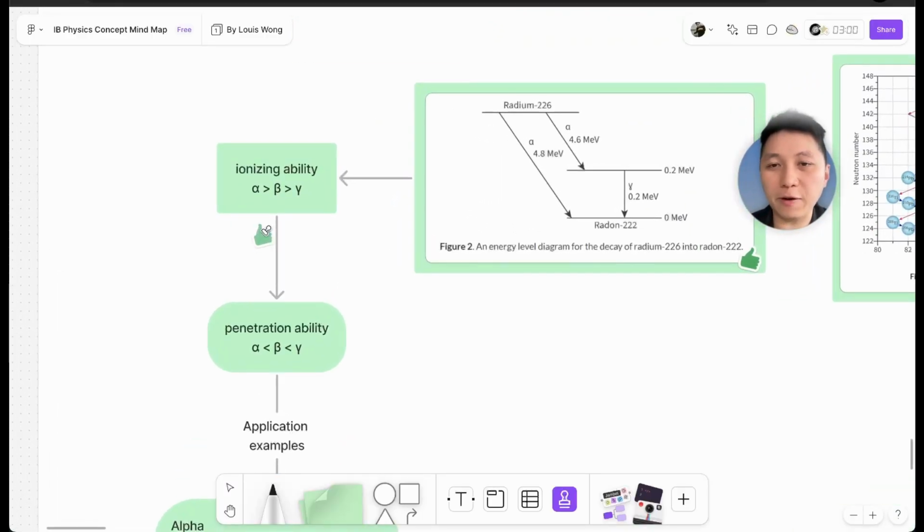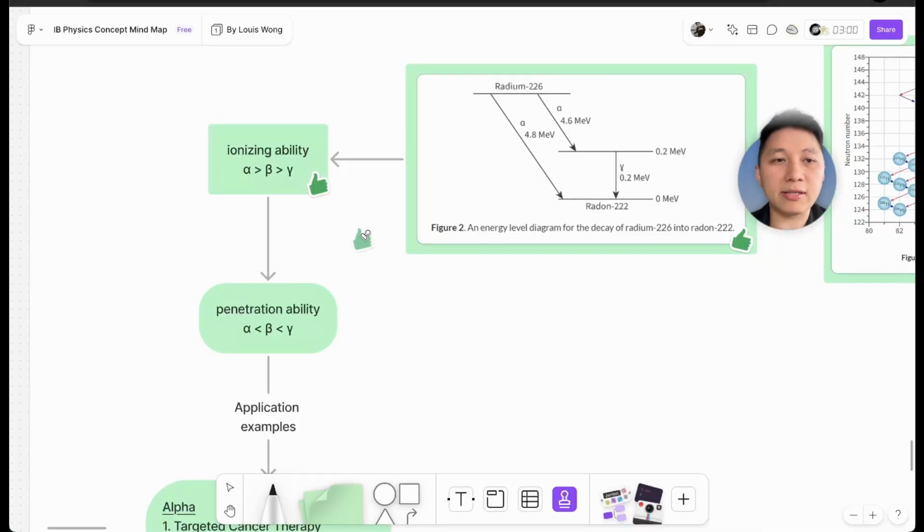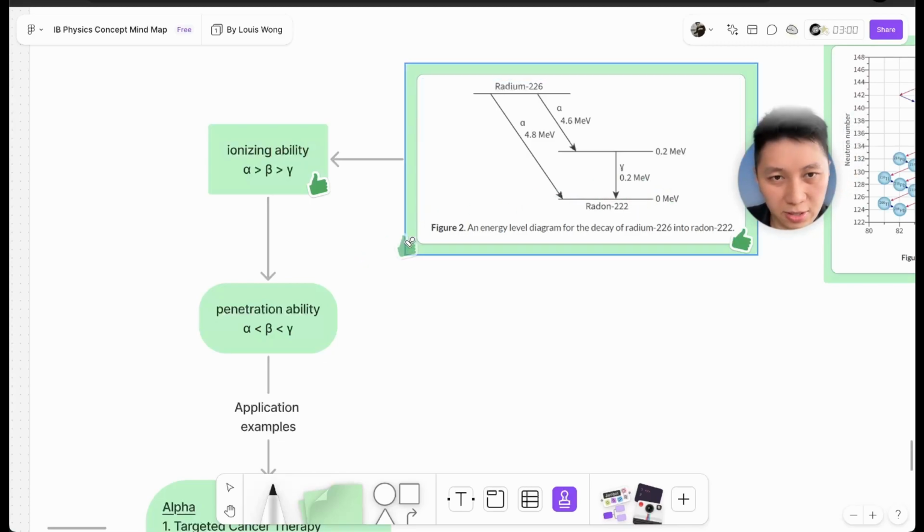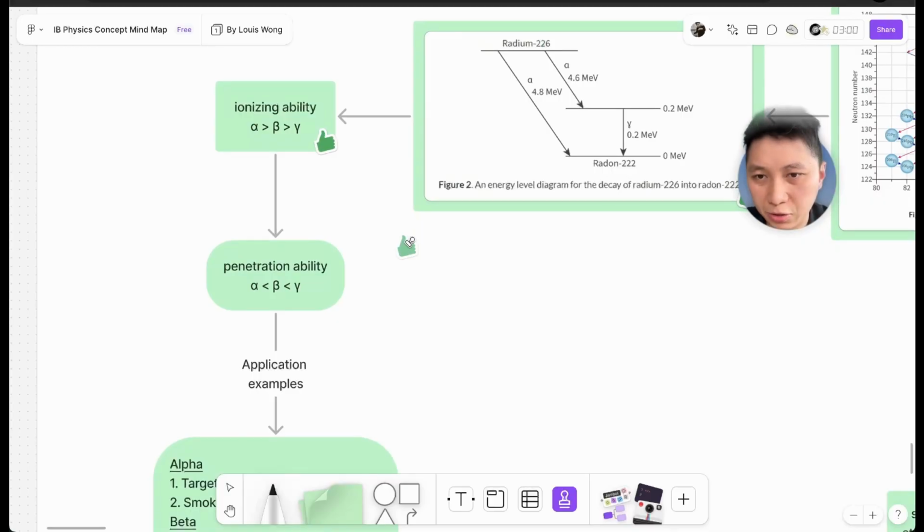Okay, talking about alpha, beta, gamma, then we must talk about the ionization ability. So it's something to do with the energy that they carry, because they basically are giving their energy to the nearby medium, for example, the air. To ionize means they rip off the electrons, so that requires energy. And so alpha takes more energy, and therefore they are very good at ionizing, versus gamma will be very least energy, and so they could still ionize, but not as much.